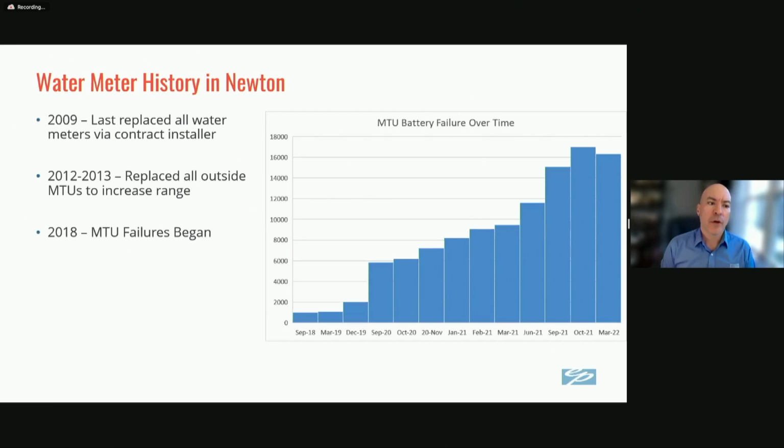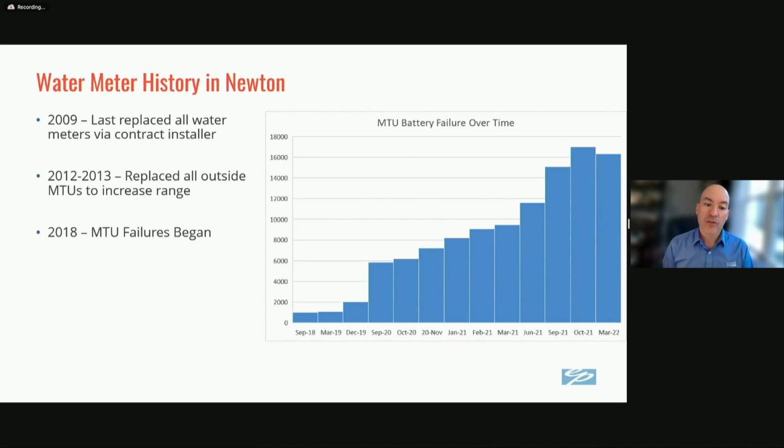A little more here about history. So 2009 was the last time that all meters were replaced through a contract installer. And then in 2012 and 2013, the MTUs were replaced to increase their range to communicate to a new type of reading system. But then you'll see here that in 2018, some of those MTU failures began, and a lot of battery failures are now accumulated.